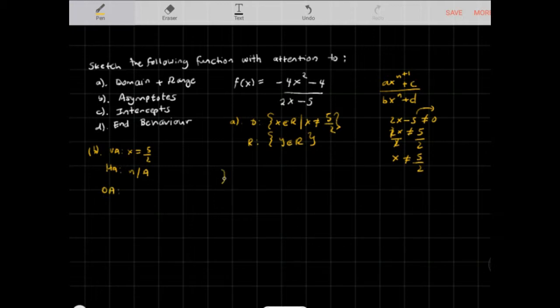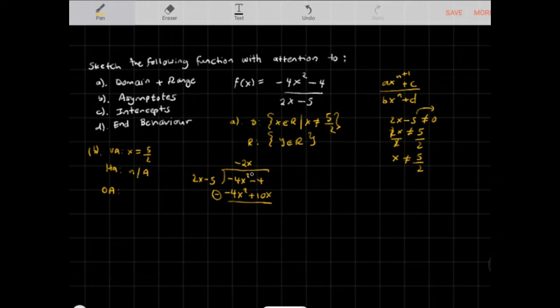To find the oblique asymptote, you're going to have to divide, right? So you're doing negative 4x squared. The numerator becomes your dividend, negative 4x squared minus 4, and your divisor is your denominator, 2x minus 5. Then you want to match your leading term, in this case negative 4x squared. So I'm going to multiply this by negative 2x, and you get negative 4x squared plus 10x.